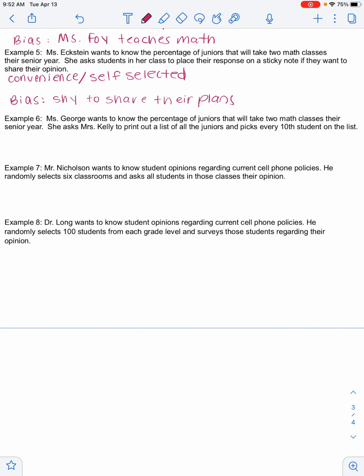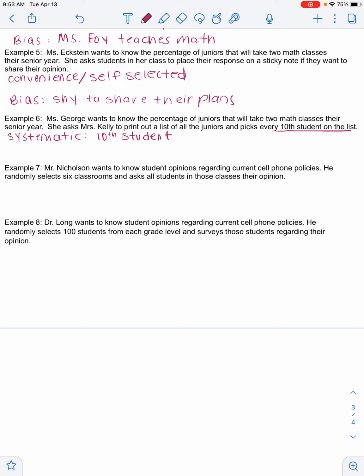In example 6, Miss George wants to know the percentage of juniors that will take 2 math classes their senior year. She asks Miss Kelly to print out a list of all the juniors and picks every 10th student on the list. This right here is the rule of a systematic sampling. So in systematic, you sample based on a rule. My rule would be every 10th student.